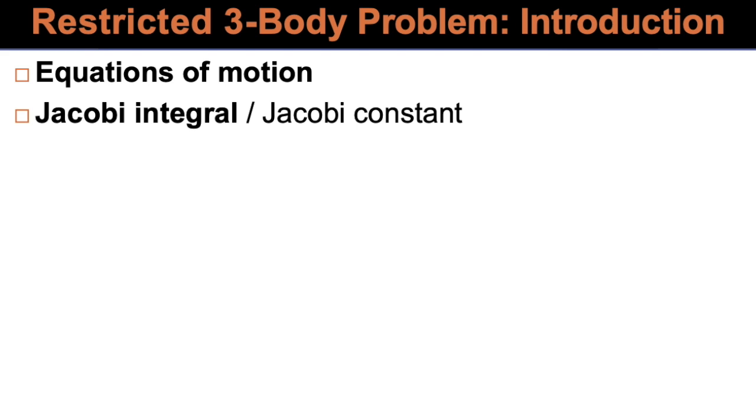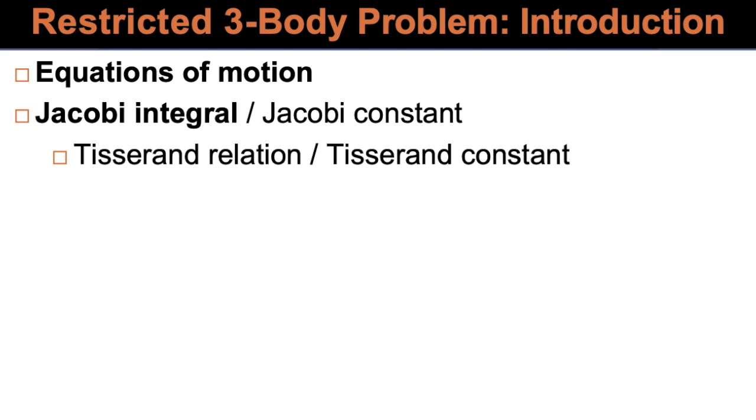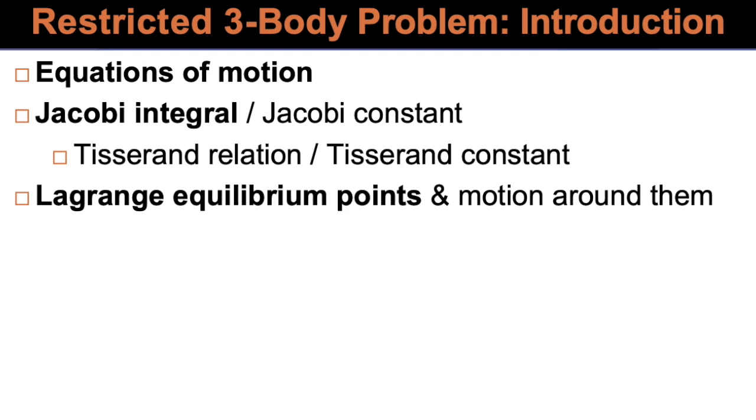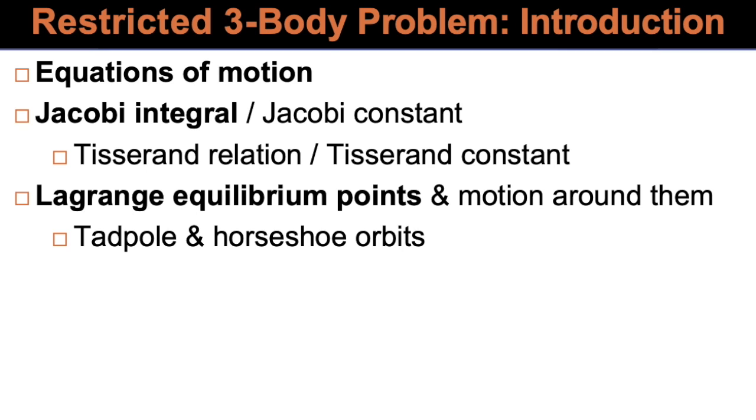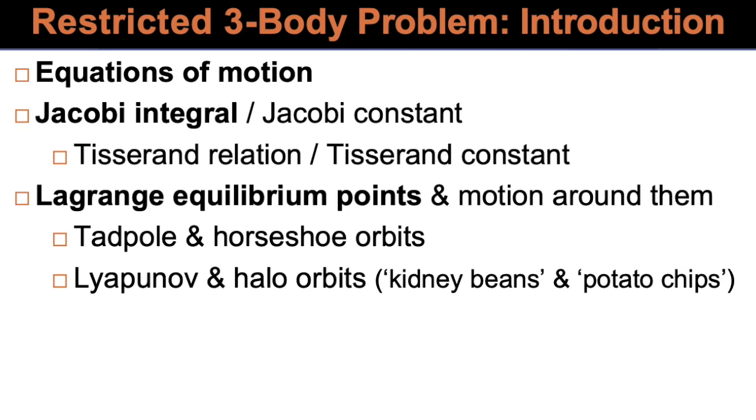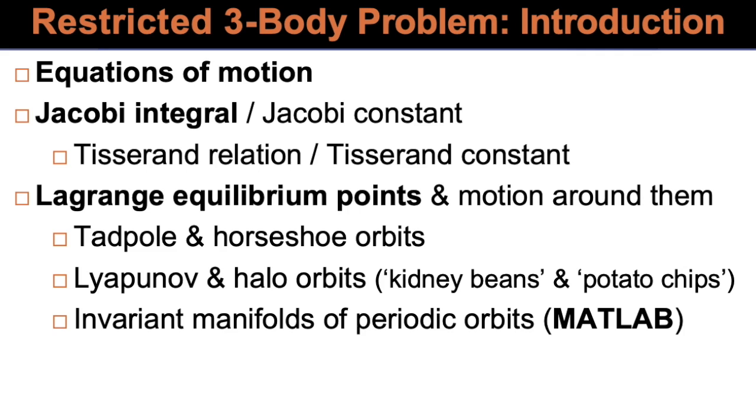I'll give the equations of motion. There's also a very important integral of motion, a constant of motion, the Jacobi integral or Jacobi constant. It's related to something called the Tisserand relation. I'll mainly be talking about Lagrange equilibrium points and the motion around them, because that's definitely unique to the 3-body dynamics. I'll talk about tadpole and horseshoe orbits, and then Lyapunov and halo orbits, which you could think of as maybe kidney beans and potato chips. Sounds yum, huh? Then invariant manifolds and periodic orbits.